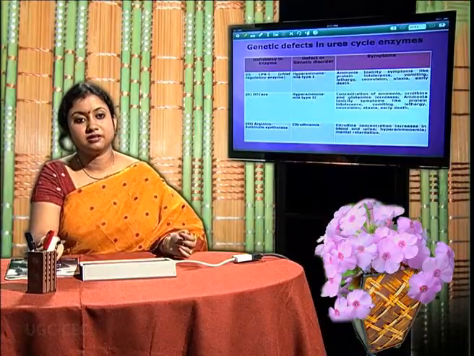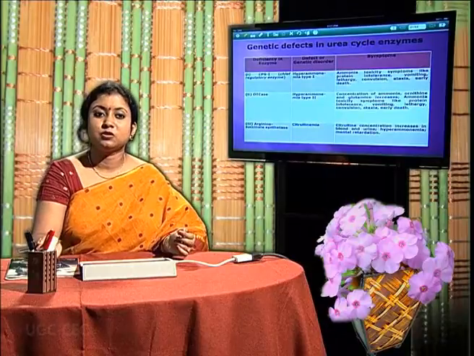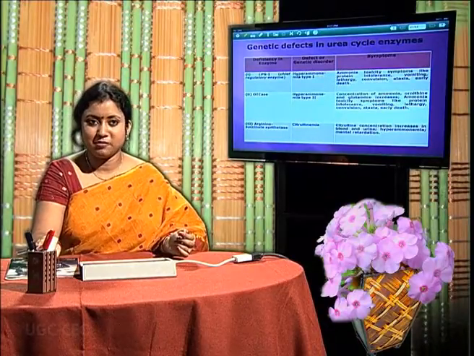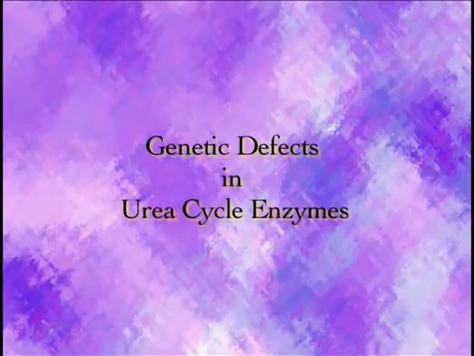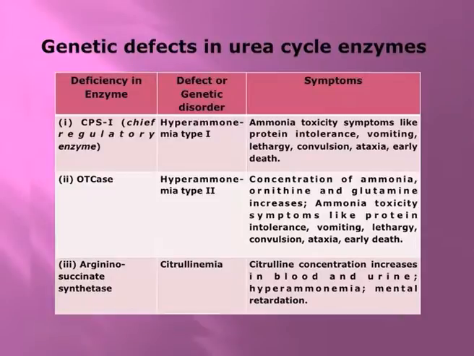Now lastly, I will discuss various genetic defects of urea cycle enzymes as also various inborn errors of amino acid metabolism. Each of the enzymes required in the 5 steps of urea cycle is very important and their deficiency may have serious consequences. As we can see, the first enzyme CPS1, its deficiency leads to hyperammonemia type 1 and the symptoms are already shown in the chart.